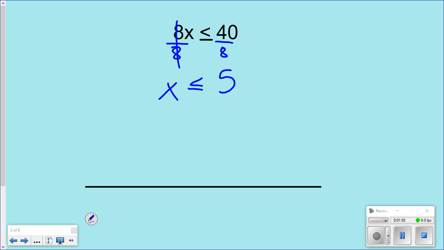So then, okay, what are some things x could be? X could be 4. It could be 3. It could be 2. Well, let's pick something out. Let's pick 2. Let's put 2 in here. 8 times 2 is 16. Is that less than or equal to 40? Yes. If I put 5 there, 8 times 5 is 40. Is 40 less than or equal to 40? Yes. So I'm finding every single thing I can put in for that x to make it true. That's why I have to write it in an inequality format.